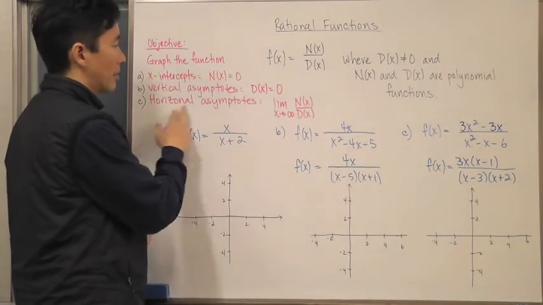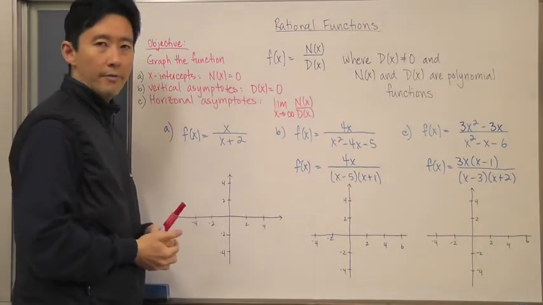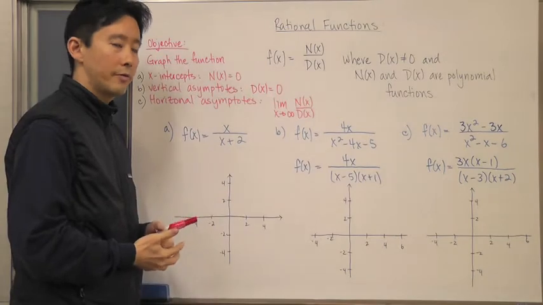Lastly, we're going to take a look at what are called horizontal asymptotes. Now, horizontal asymptotes are going to be what the graph is actually approaching as x goes to infinity.